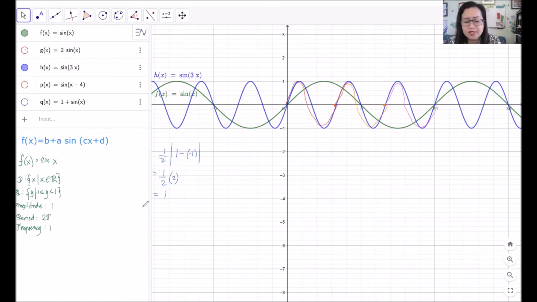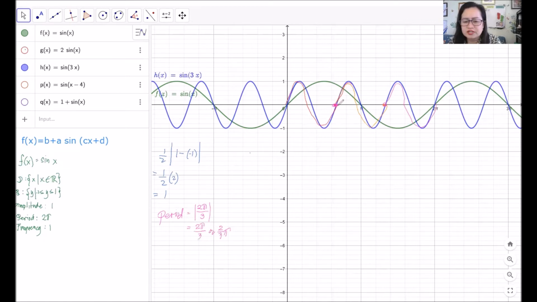Now to get the period, it would be equal to the absolute value of 2 pi divided by 3, which is the frequency. So we will have period equal to 2 pi over 3, or you can also write 2/3 pi. So if you can see here, 2 pi is divided into 3.